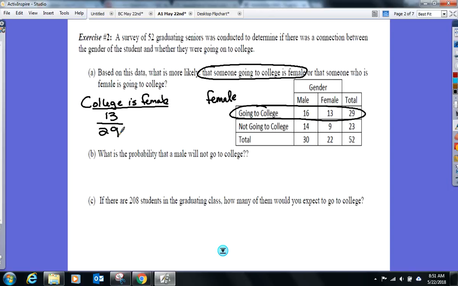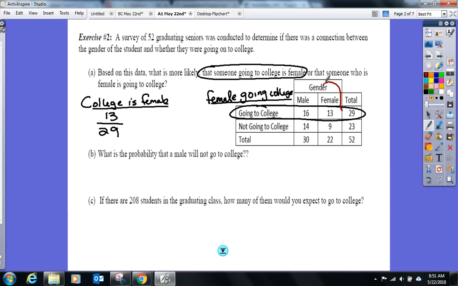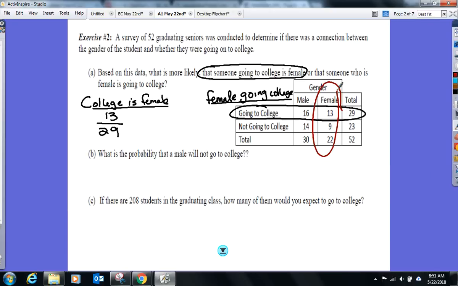And then the other one, female going to college. Now, which one do I want to look at? Now I'm going to look under female right here. How many are total there for female? Total for female, 22 now. And then how many are going to college? 13. All right, which is more likely now? 13 out of 29 or 13 out of 22?